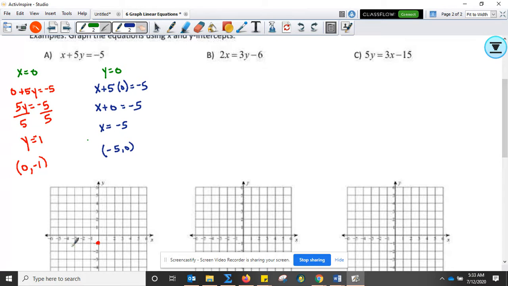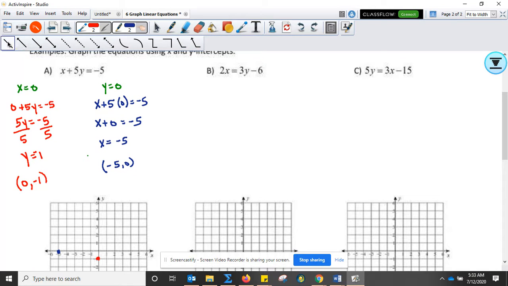So now graphing that right here, those are my two ordered pairs, and it just takes 2 points to make a line. So now to get my line, I'm going to cheat. I'm going to make decent looking lines for you. I'm just going to connect those 2 points. Okay, and that's the graph of that equation.